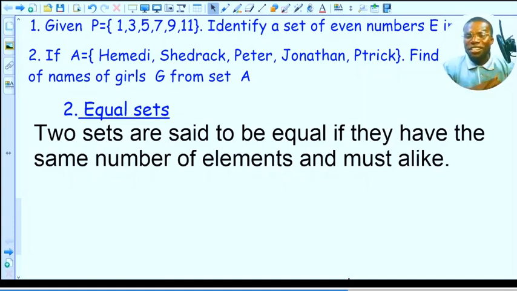We can say that the two classes, or the two sets, are equal simply because the number of elements is equal, and also the type of elements inside the sets are alike. Is it clear? Let us see a simple example below.